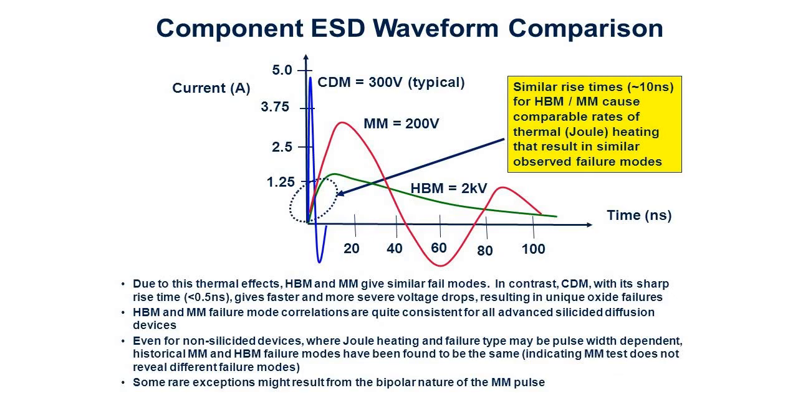HBM, Human Body Model, MM, Machine Model, and CDM, Charged Device Model. CDM produces a much shorter current pulse than either HBM or MM, but it produces a substantially higher peak current. HBM and MM can deliver more energy to the device under test, but high peak currents are often the best predictor of damage.